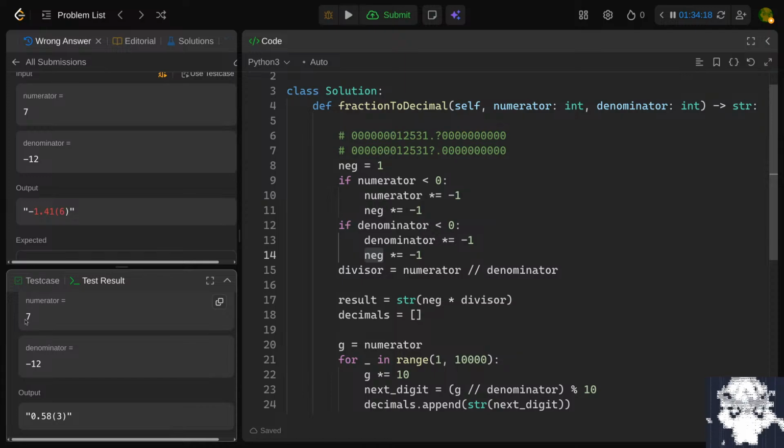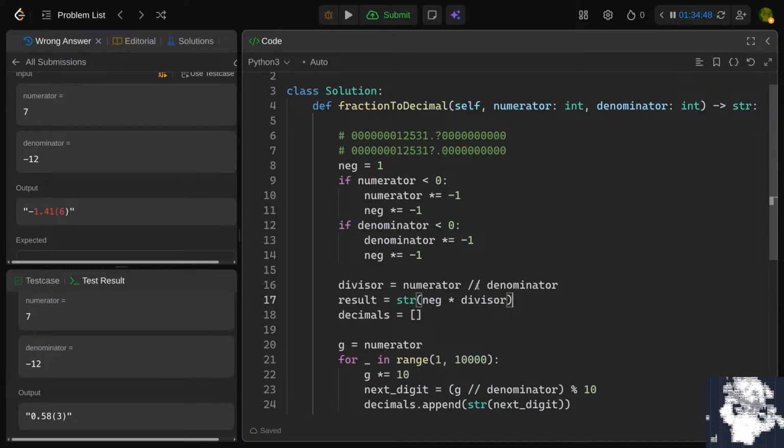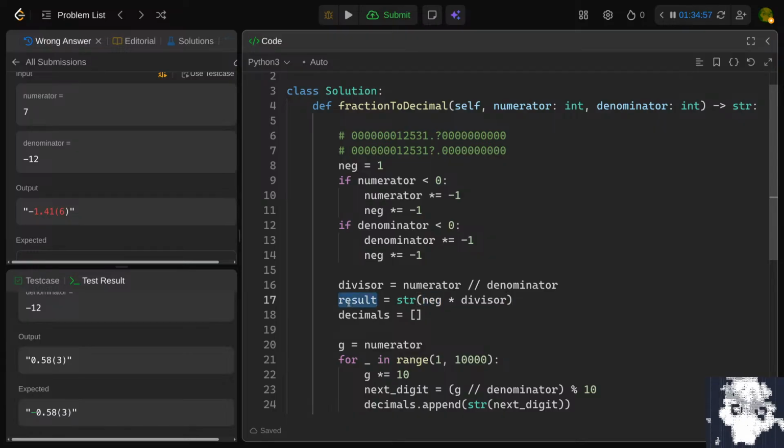So in this case, numerator is 7, denominator is 12. Numerator is not less than 0, so this won't happen. Denominator is less than 0. So denominator becomes positive. So now we're doing 7 divided by 12. Divisor is numerator divided by denominator, which will be 0. Oh, and then we're doing -0, which doesn't get remembered.